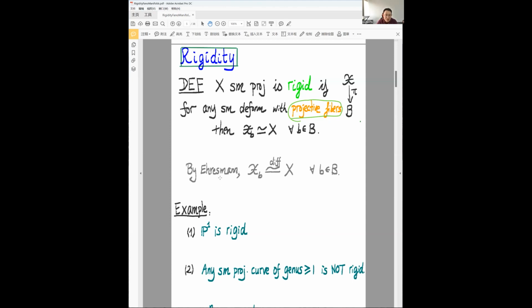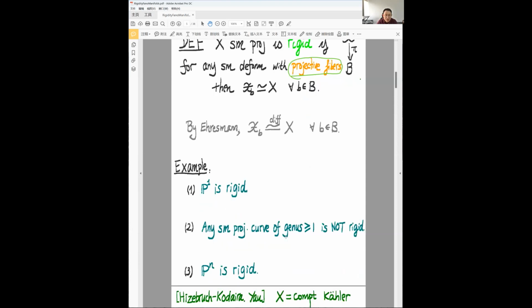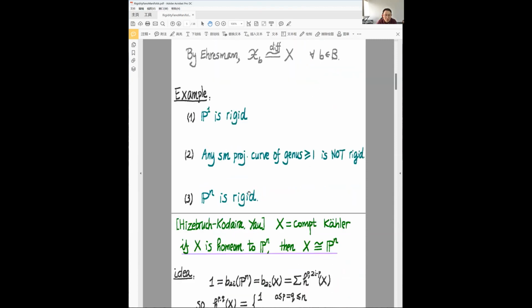By the well-known Hartshorne-Smith theorem, whenever you have a smooth deformation of projective fibers or complex manifolds, then the fibers are diffeomorphic. So in particular, the topology will not change. In particular, this would imply P1 is rigid. But any smooth projective curve of higher genus is not rigid, since you have the moduli space of curves. And then PN is rigid. This requires a little bit more work.